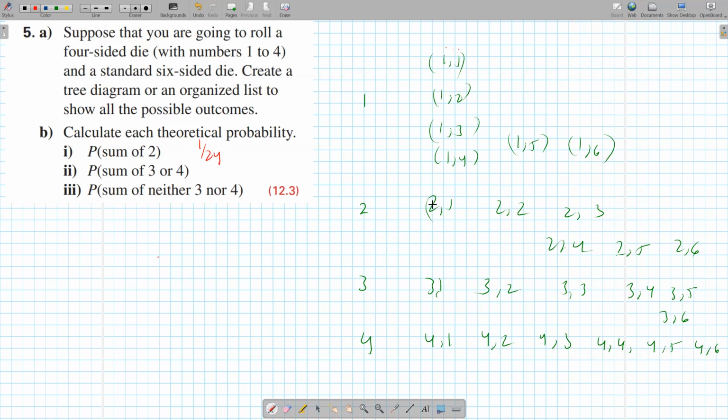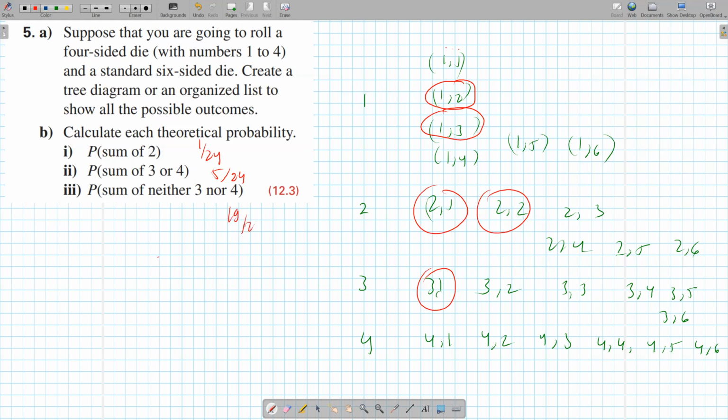Sum of 3 and 4. So 3, 4, right? That's done there. The third one can't have a 3 nor a 4. The fourth one can't have a 3 nor a 4. So how many outcomes are there that result in getting a sum of 3 or 4? 5 out of 24, right? The third one, sum of neither 3 nor 4. 19 over 24. Yeah, good.